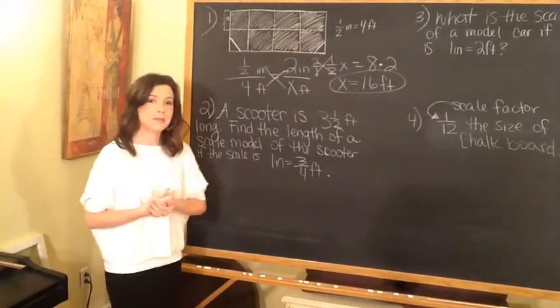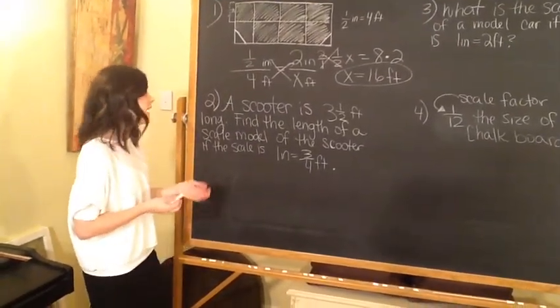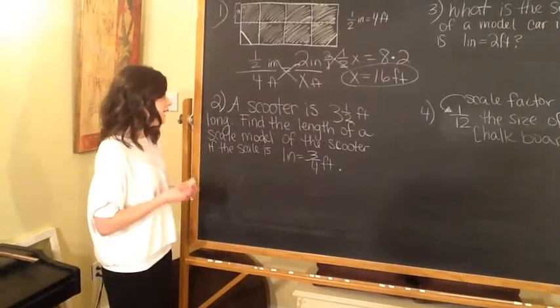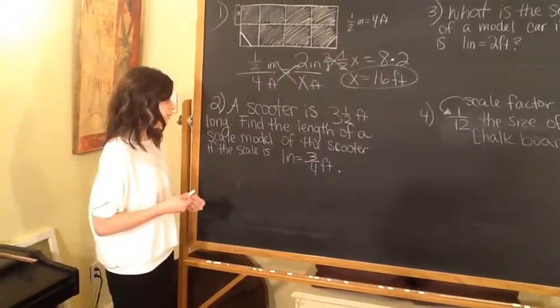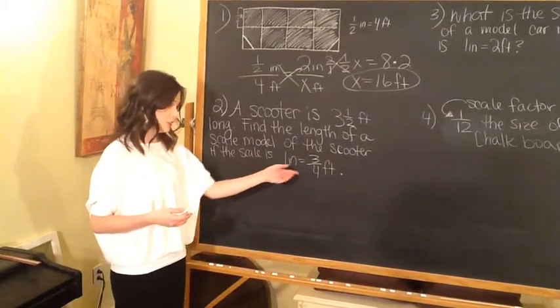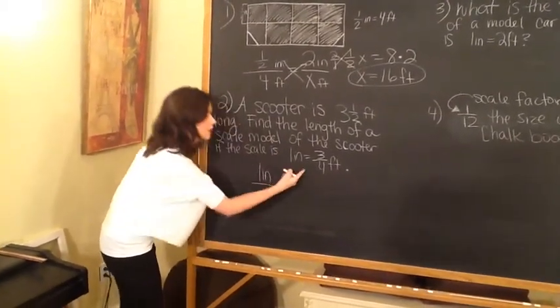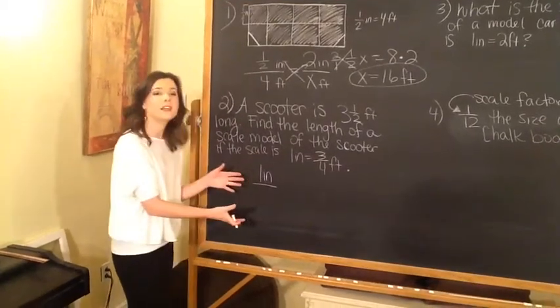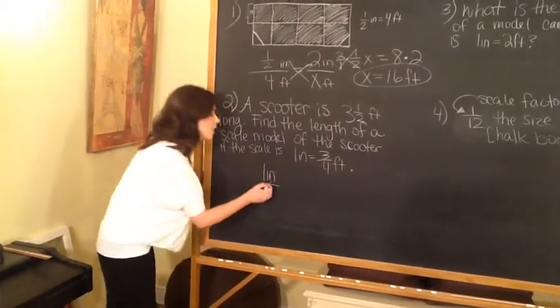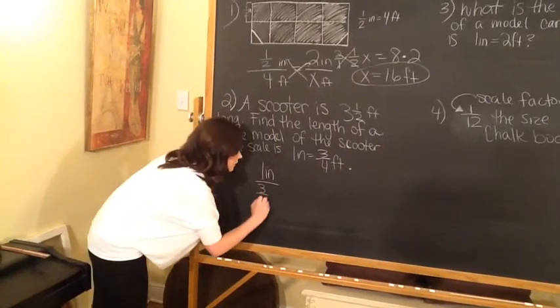Alright, let's look at example number 2. It says a scooter is 3.5 feet long. Find the length of a scale model of the scooter if the scale is 1 inch is equal to 3/4 feet. I'm going to write my ratio first. I'm going to take my scale and put it over here so I can start setting up my ratio. So 1 inch is equal to 3/4 of a foot.